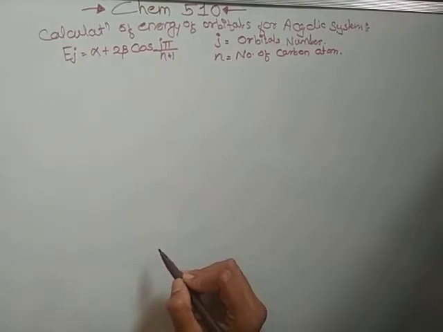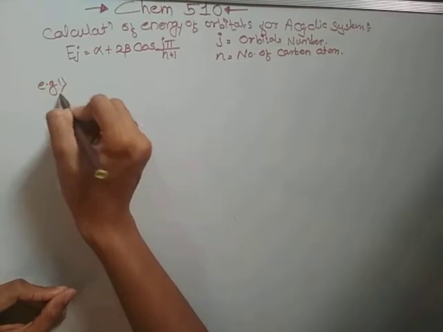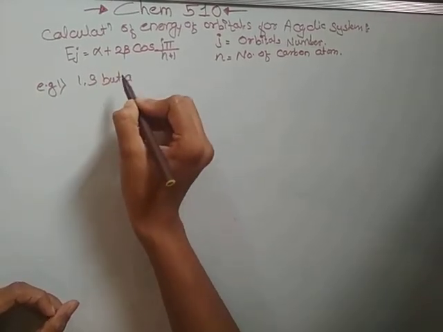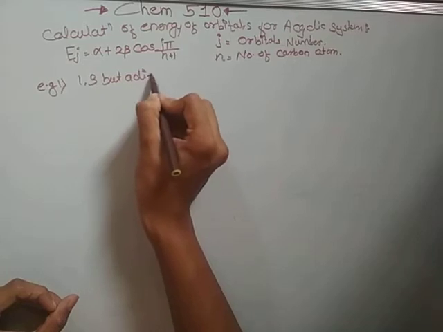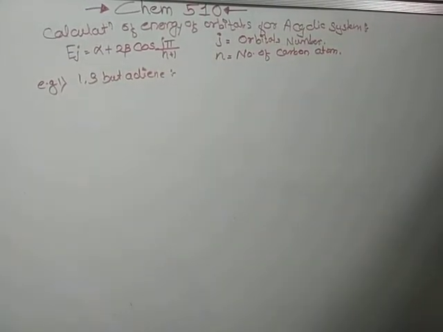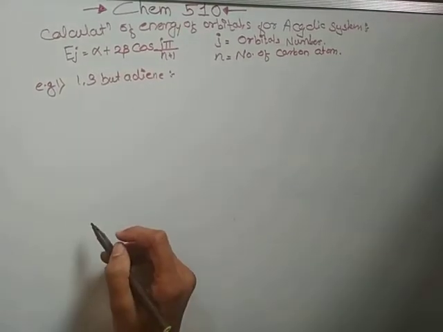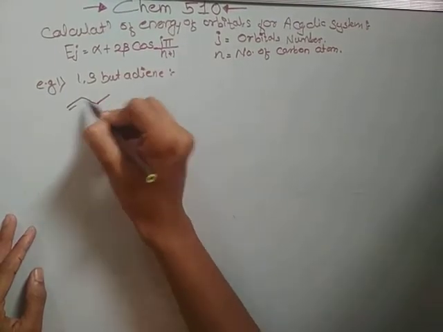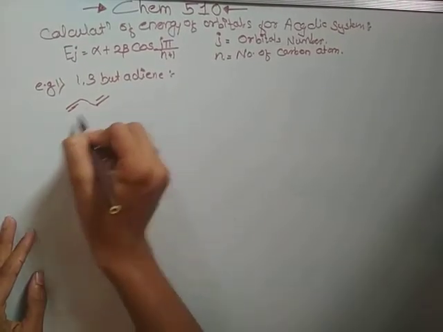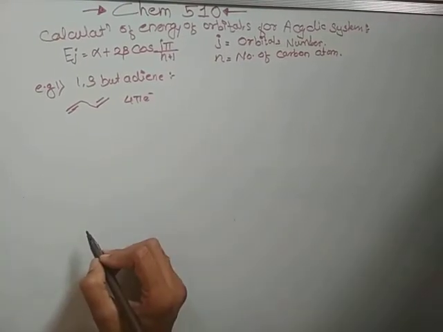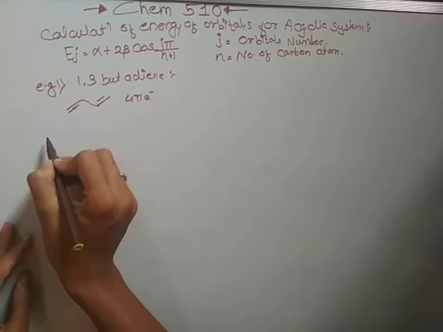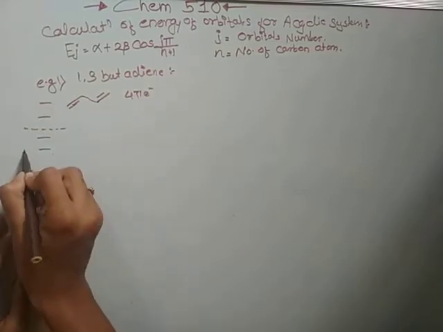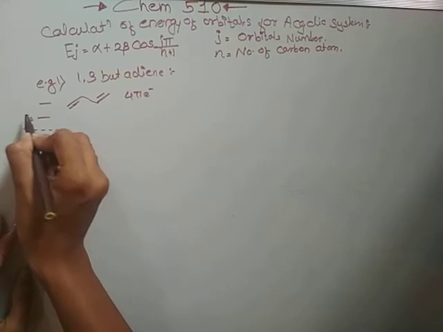So let's take one example. Example first, that is 1,3-butadiene. Its structure is shown. Butadiene has 4 pi electrons. So the energy orbitals of this are E1, E2, E3, E4.